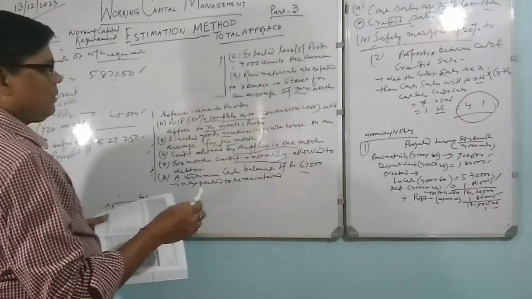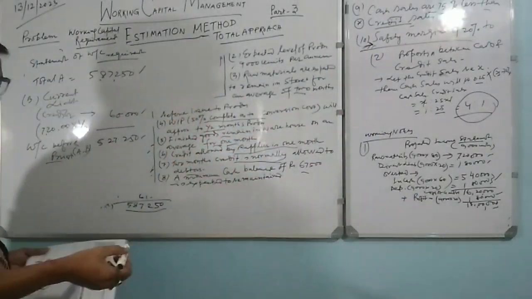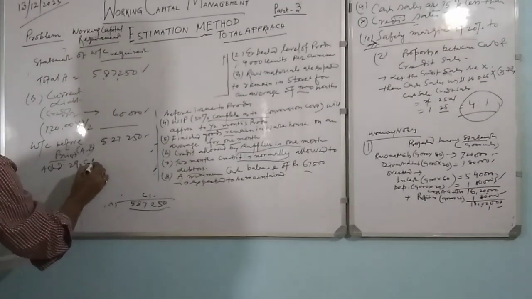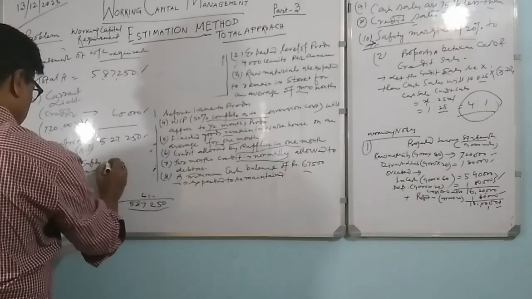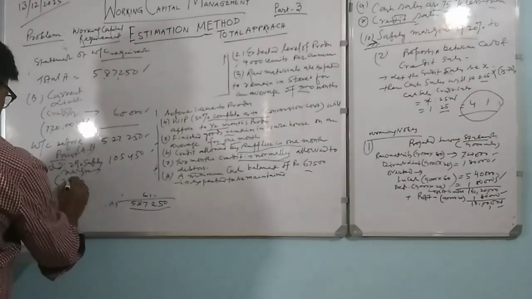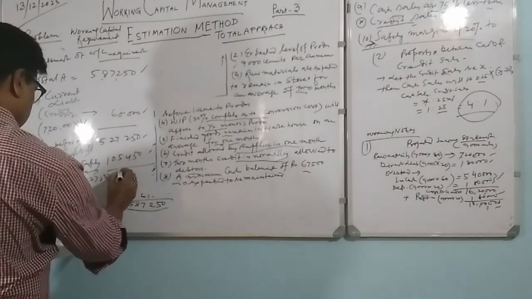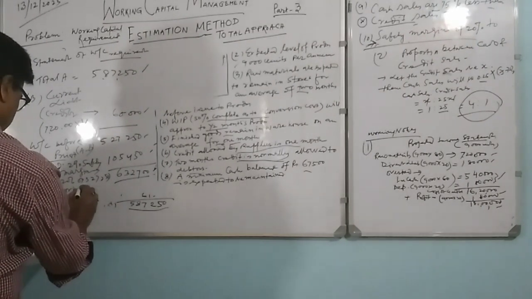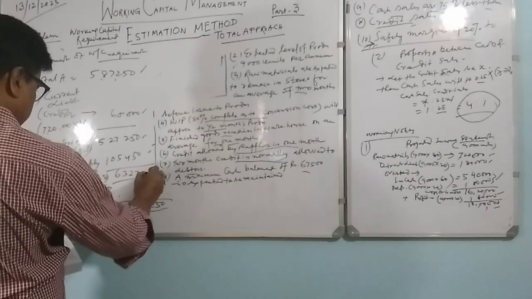But in this problem they have given one safety margin. Suppose there is some mistake in my calculation or some unforeseen contingency, we have to add back a 20% safety margin. If it is required, it's all right; otherwise, if you don't require, nothing will be required. So 20% of 5,27,250 will be 1,05,450. Total requirement is 6,32,700. So the total working capital required is 6,32,700. This is the figure.